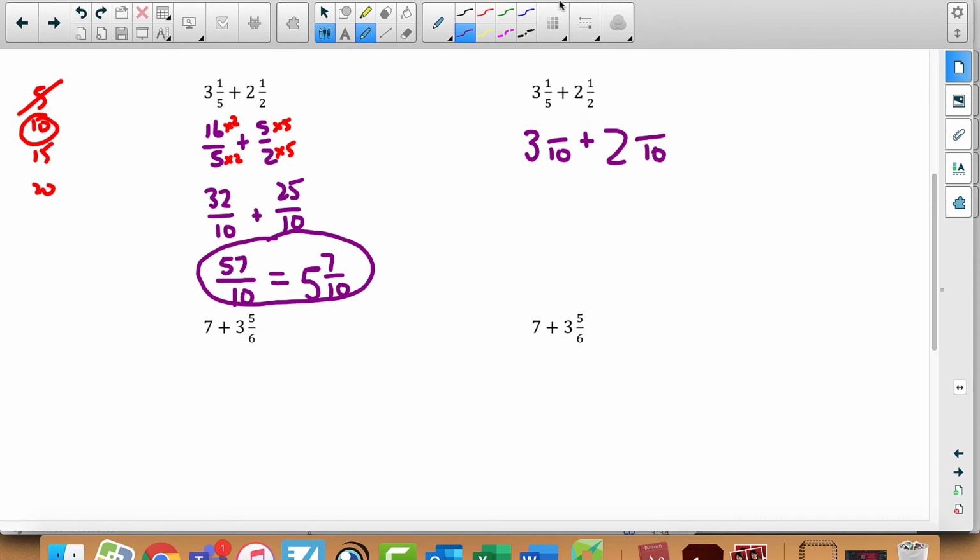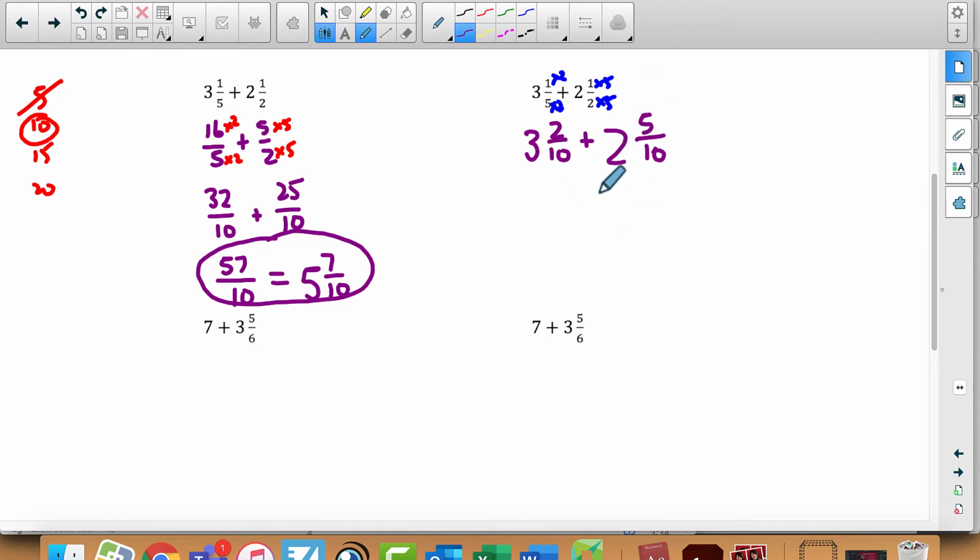Alright, what do you have to multiply 5 by to get 10? 2. So do the same at the top. What do you multiply 2 by? 5. So do the same at the top. Our new numerators: 1 times 2 is 2, and 1 times 5 is 5. Now we're ready to add.